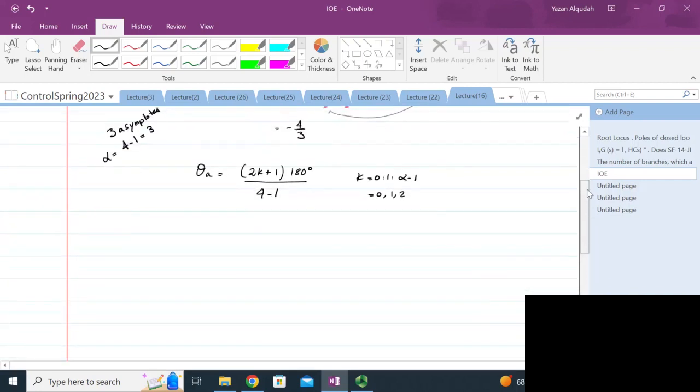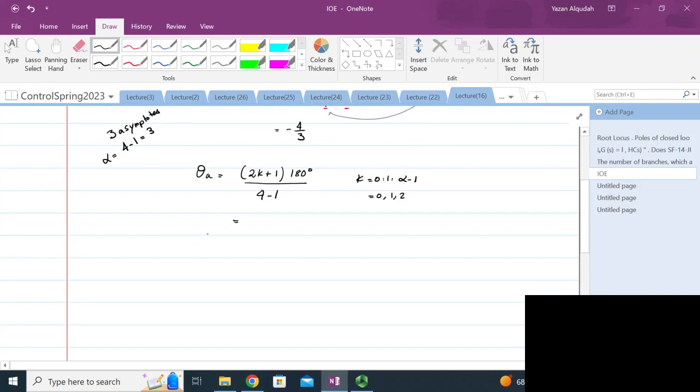So when k is 0, I'm going to get (2 times 0 plus 1) times 180 divided by 3, which is going to equal 60 degrees. When k is equal to 1, I'm going to get (2 times 1 plus 1) multiplied by 180 over 3, which is going to equal 180 degrees. When k is equal to 2, it is going to equal (2 times 2 plus 1) times 180 divided by 3, which is going to equal 300 degrees.